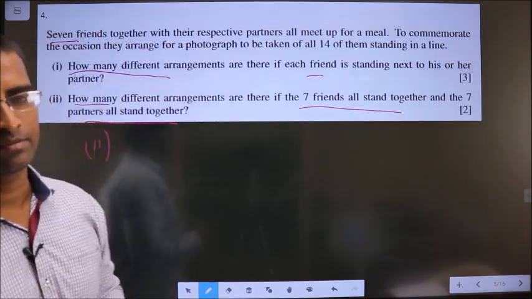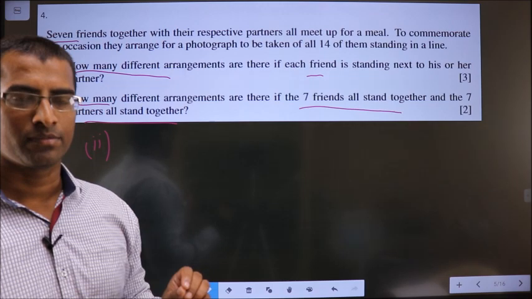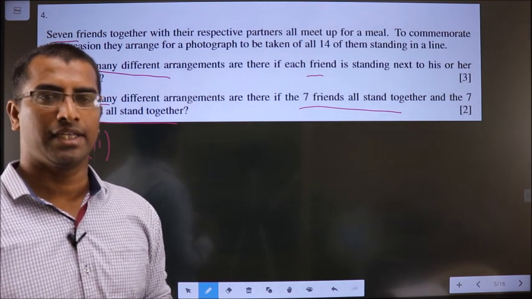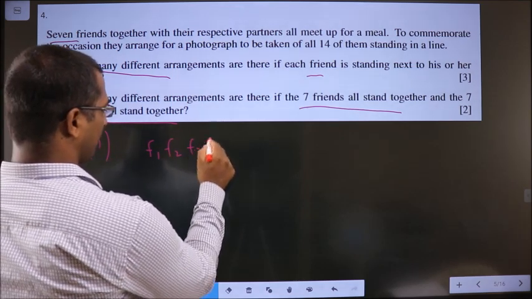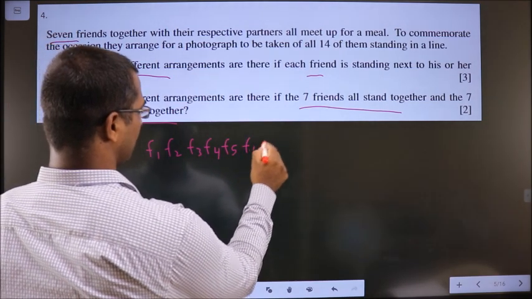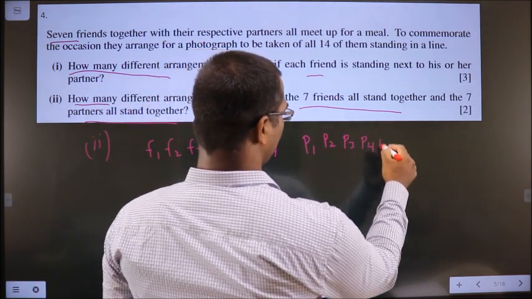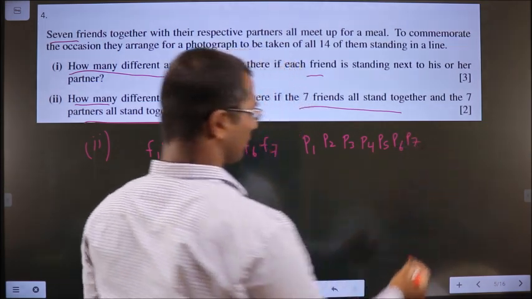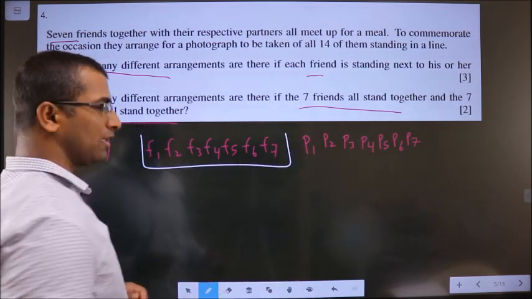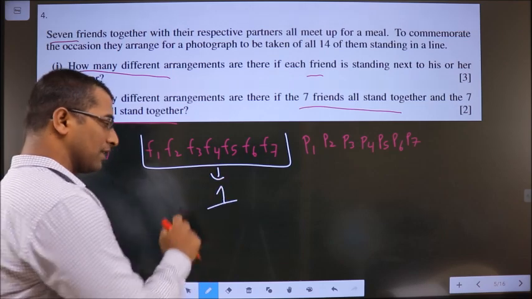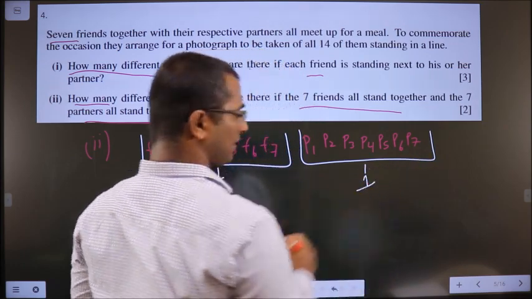Second bit. How many different arrangements are there if the 7 friends all stand together and 7 partners all stand together? Now I should make sure that all friends are together and all partners are together. How do I make sure that they are together? By considering them to be one unit. See here. Let us say friend 1, friend 2, friend 3, friend 4, friend 5, friend 6, friend 7. Same way partner 1, partner 2, partner 3, partner 4, partner 5, partner 6, partner 7. This entire thing should be together, so I will consider this to be one unit. Same thing here. All the partners should be together, so I consider them to be one unit.